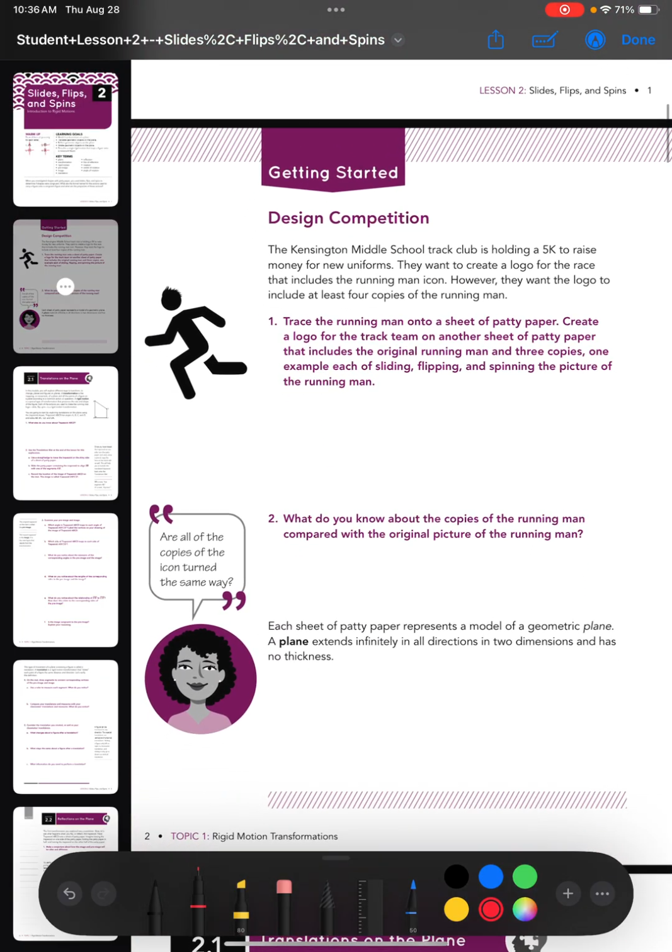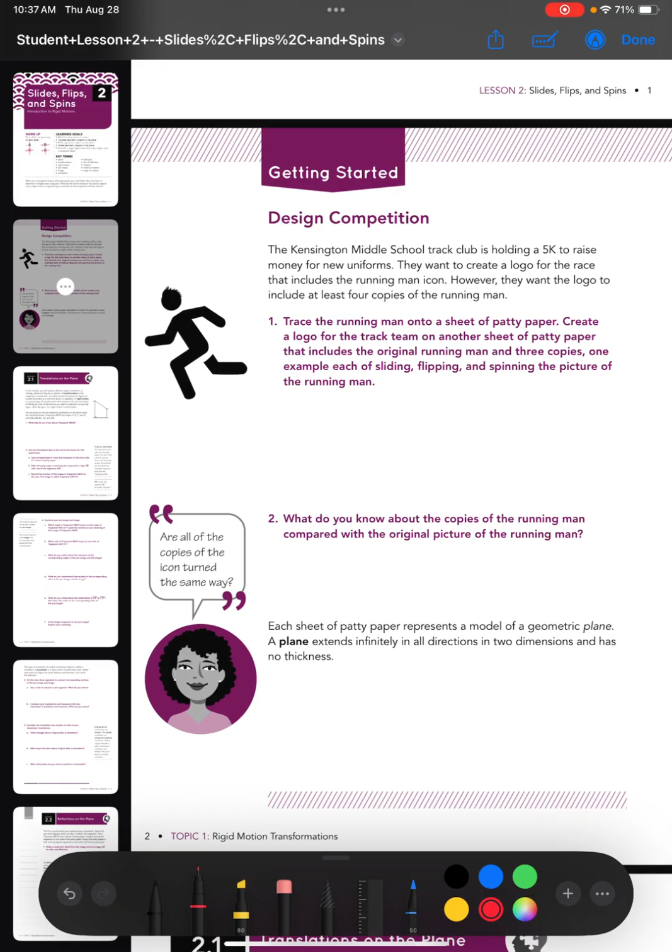It's kind of an intro into our transformations here. It says Kensington Middle School Track Club is holding a 5K to raise money for new uniforms. They want to create a logo for the race that includes the Running Man icon. However, they want the logo to include at least 4 copies of the Running Man. So if you have patty paper, we would trace this image onto a sheet of patty paper, and it says create a logo for the track team on another sheet of patty paper that includes the original Running Man and 3 copies. One example that's been slid to the side, one flipped, and then spinning the picture to be facing another way.